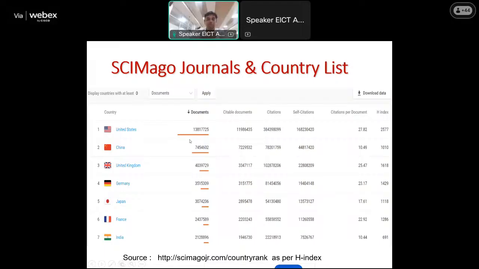So, the SCImago list. Okay, this is the list that has been identified. You just see the country. I think this is possibly a screenshot from 6 months back. But if you observe, India is at 7. Being Indian, one of the things we have observed is that we are not appreciating our Indian research community very well.